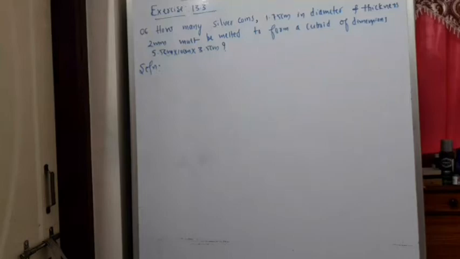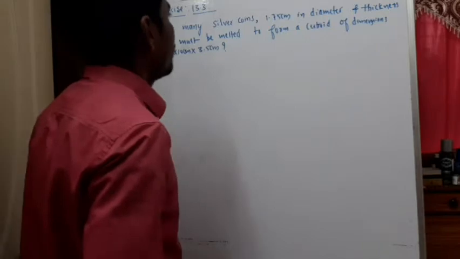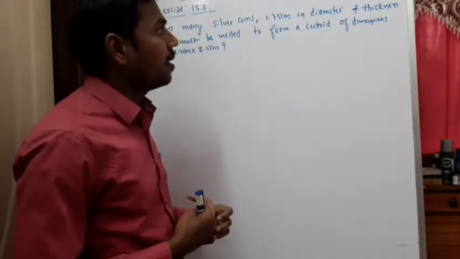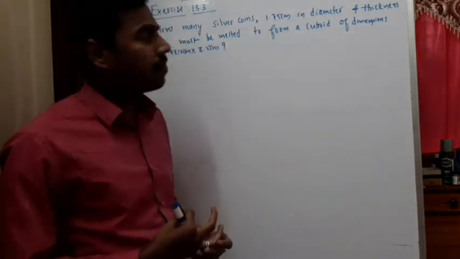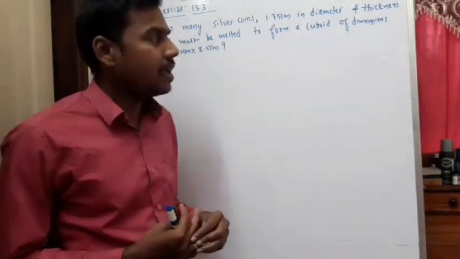Students, we will continue with exercise 13.3. Sixth question. How many silver coins 1.75 centimeter in diameter and thickness 2 mm must be melted to form a cuboid of dimension 5.5 centimeter, 10 centimeter and 3.5 centimeter.